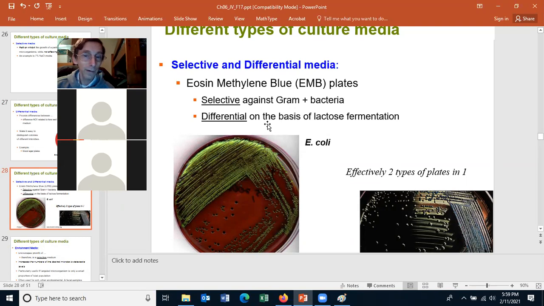It's also differential on the basis of lactose fermentation. If the organism ferments the sugar lactose, it'll lower the pH, and that will make the cells look darkish or greenish metallish. See the dark blackness on the cells? And that's from the low pH from the lactose being fermented. Other organisms that can grow on the EMB plate, but do not ferment the sugar lactose, will be white or off-white in appearance. And there you can see white streaks there too.